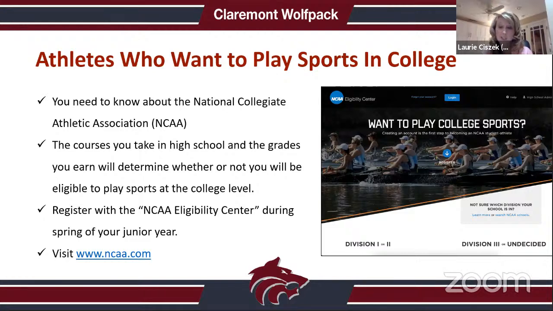For example, the courses that you take in high school and the grades you earn will help determine whether you will be eligible to play sports in college. Students must earn at least a 2.3 GPA in their core curriculum of 16 approved classes for a D1 school. They also have a core GPA and test score index that students must meet. For students who are interested, we encourage you to register with the NCAA Eligibility Center during spring of your junior year. And also, please talk with your counselor so they can help you plan and so that we're aware so we can help you every step of the way.